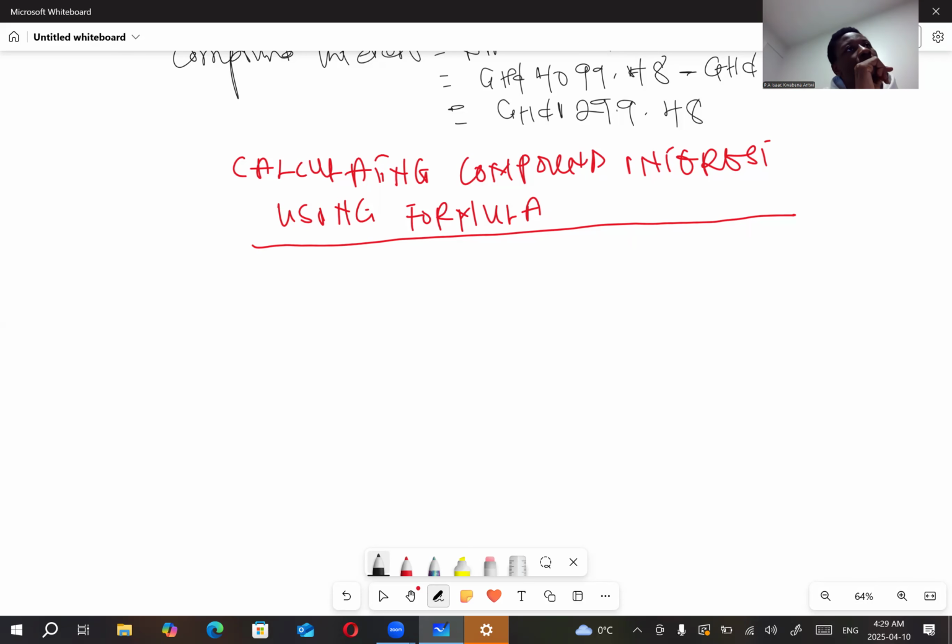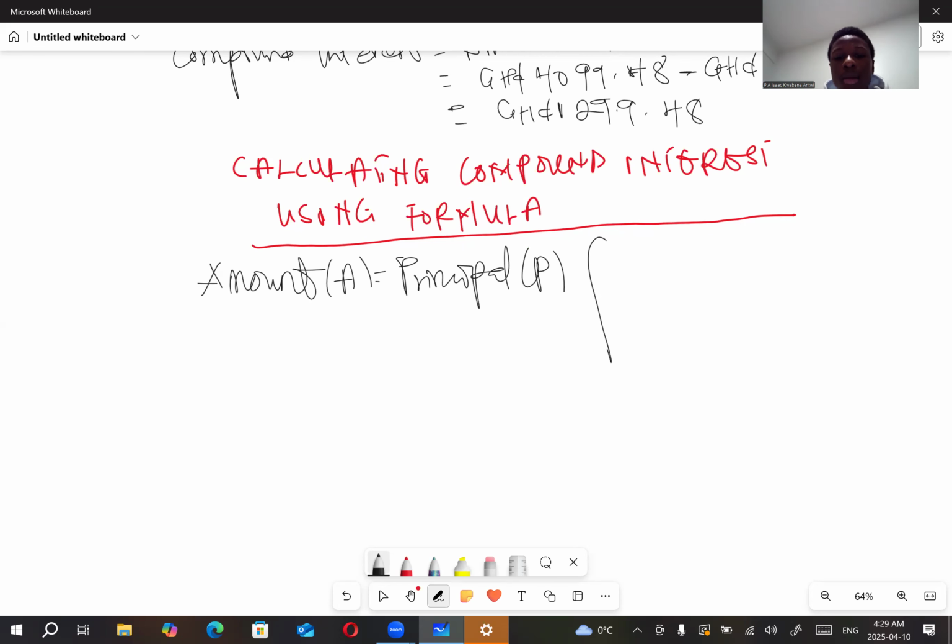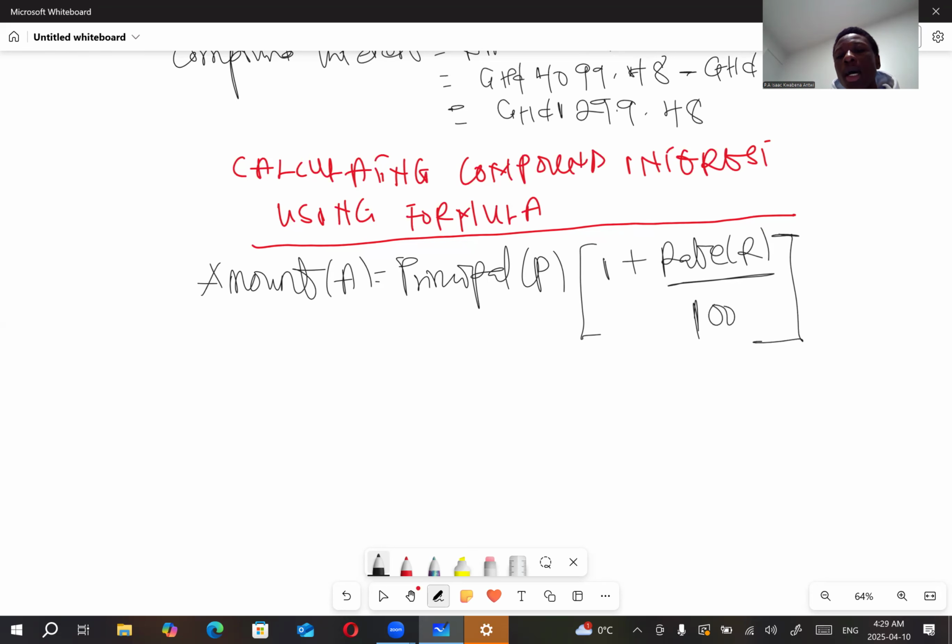So the formula will help you to calculate for A, and you already know A. So amount A is equal to P, principal, into bracket 1 plus rate over 100, exponent n, where n stands for period. So this is the formula.